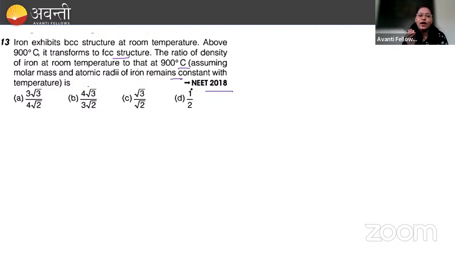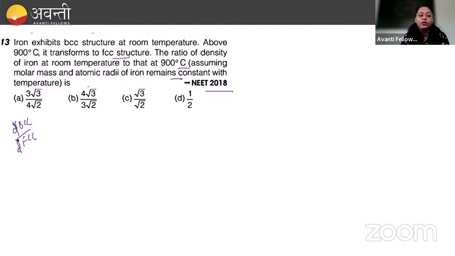रेशियो ऑफ डेंसिटी ऑफ आयरन एट रूम टेम्परेचर टू दैट ऑफ 900 डिग्री से, रूम टेम्परेचर पे वो BCC में था, ठीक है, रूम टेम्परेचर में था वो BCC में. BCC to FCC का जो हमारा डेंसिटी का रिलेशन होगा, what will be that? That was asked here, right? That has been asked here. So yesterday only, the day before yesterday, we have also solved the density ratio.